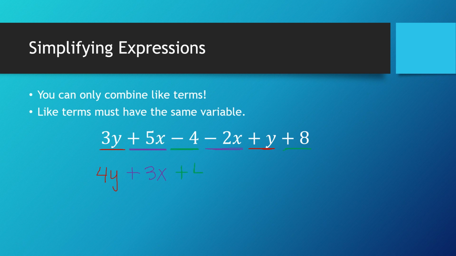It's really hard to see. Let me change colors. We'll make it yellow. I'm going to write plus 4 to finish out the problem. And that would be my final answer down there at the bottom in the 3 different colors. 4y plus 3x plus 4 is my simplified answer. I can't do anything else with it. I can't combine anything else with each other.